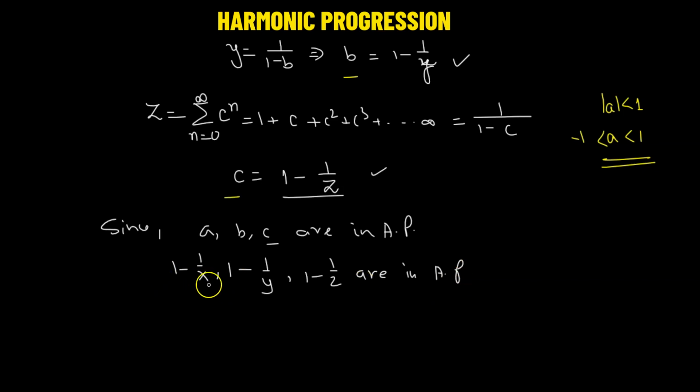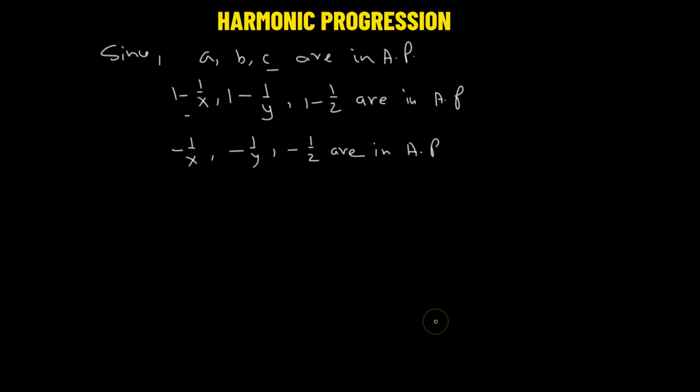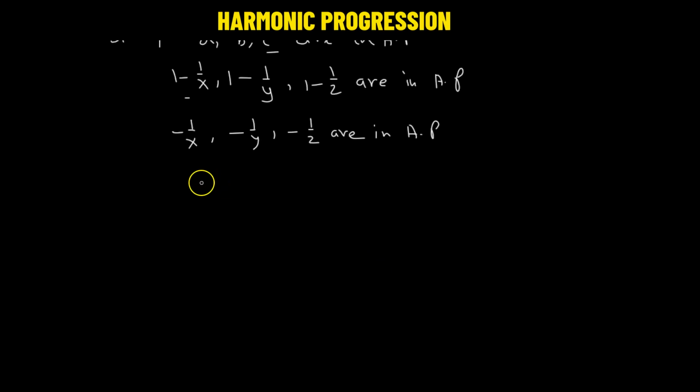Now we'll subtract 1 from each of the terms. On subtraction, we have -1 over x, -1 over y, -1 over z. So these are in arithmetic progression. Subtraction does not affect the arithmetic progression. And finally, we're going to multiply each term by -1. So we have 1 over x, 1 over y, 1 over z. So these three numbers are in arithmetic progression as well.